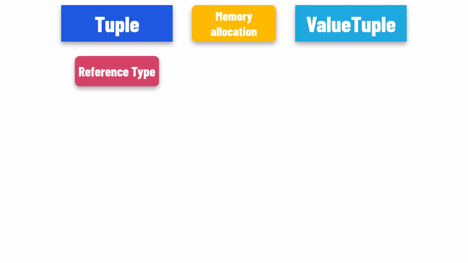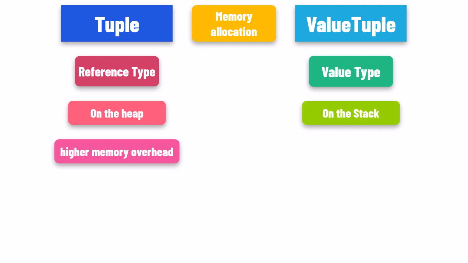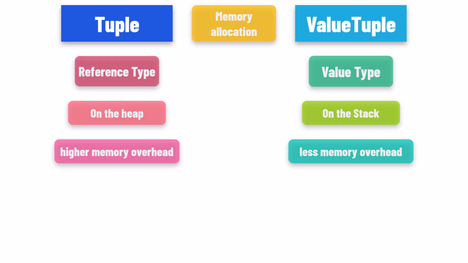The next difference is the memory allocation. Tuple is a reference type. When you create a tuple, you are creating an object on the heap, which means there is additional overhead for garbage collection. As a reference type, tuple has a higher memory overhead. Value tuple is a value type. Being a value type means it's typically allocated on the stack, which can be more performance friendly, as it avoids garbage collection overhead. As a value type, value tuple generally has less memory overhead compared to a tuple.